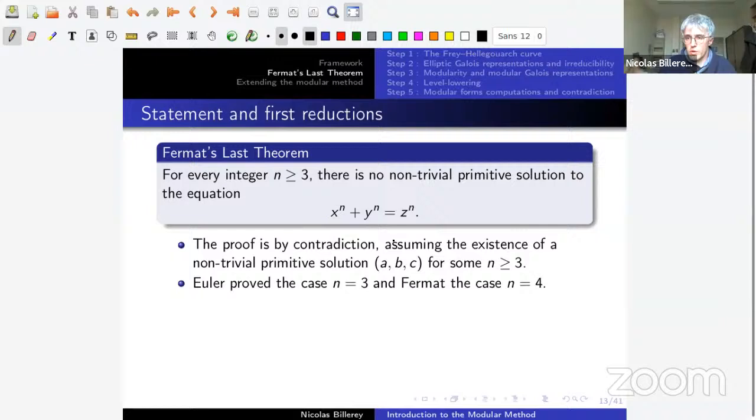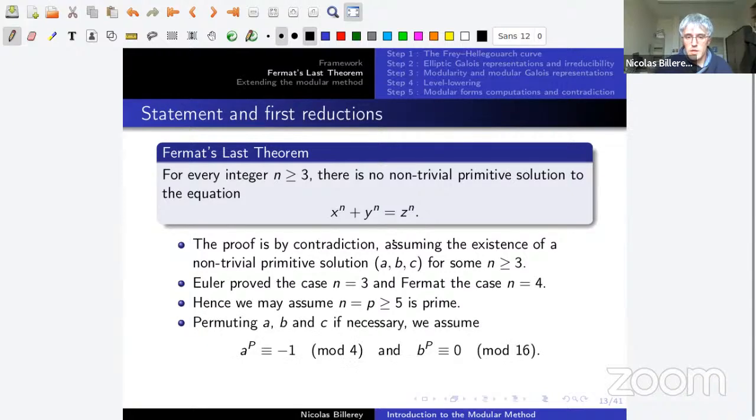Of course, by the work of Euler and Fermat, you can also assume that n is greater than or equal to 5, and you can even assume that n is prime. So I will denote the exponent by p now, just to remember that it's a prime. So A, B, C are non-zero integers, coprime, and they satisfy a to the p plus b to the p is c to the p, and p is a prime greater than or equal to 5. Now, because of the shape of the equation, just by permuting a, b, and c, if necessary, you can assume that you're in this situation.